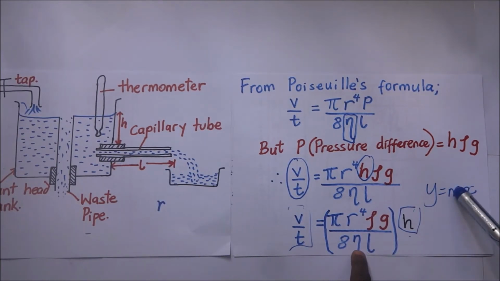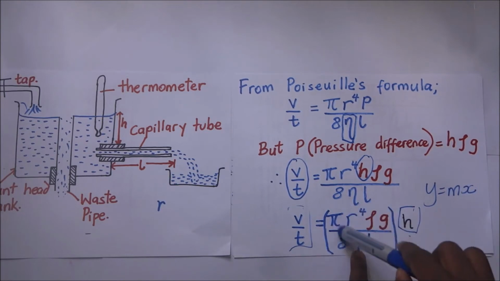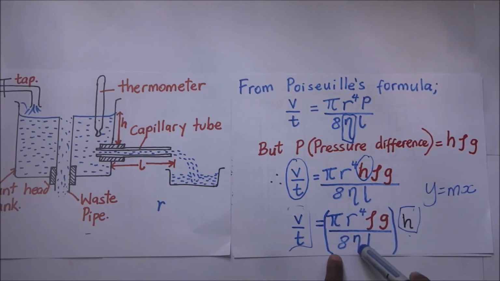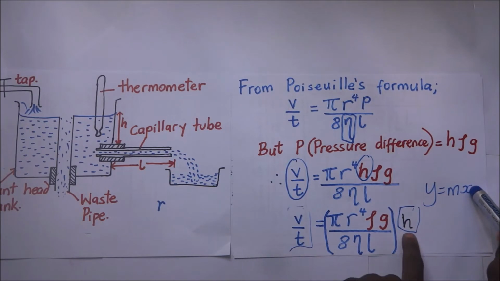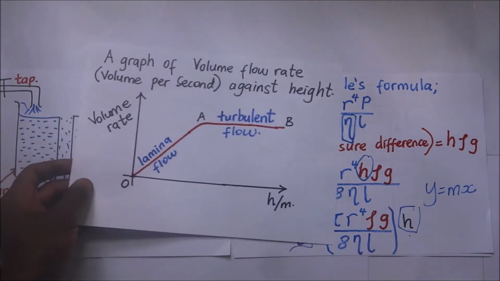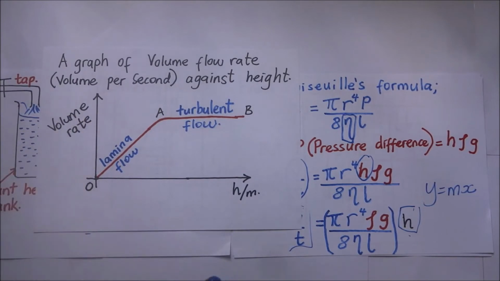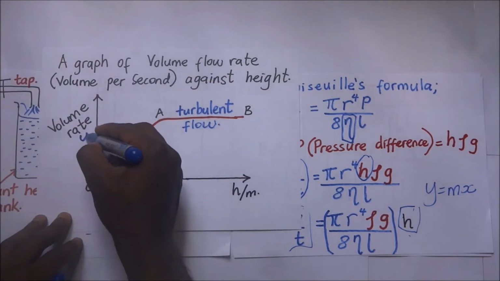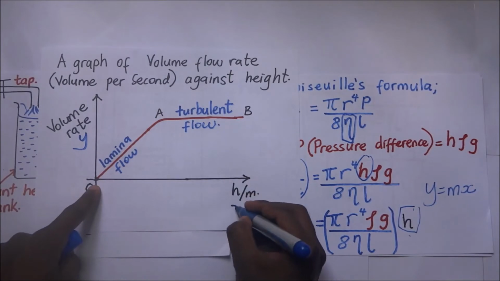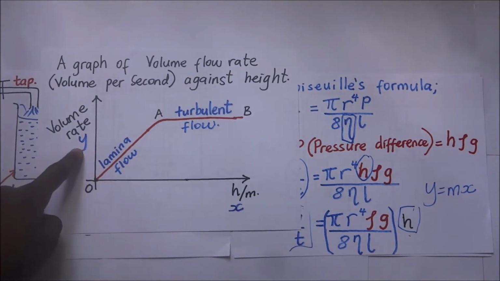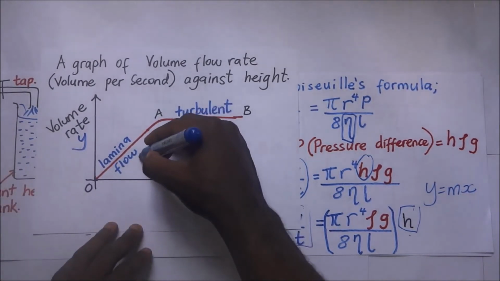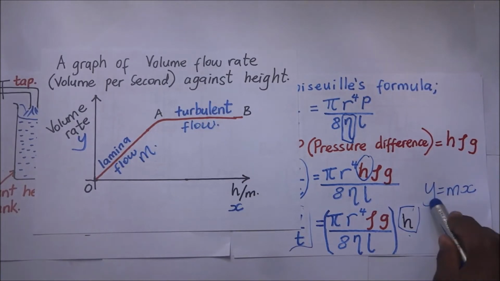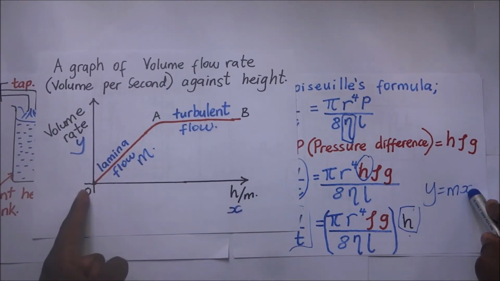So if we equate this m to this, then we'll be able to get the coefficient of viscosity. Because remember, this value of y happens to be V over t, and this value of x happens to be h. From our graph, we plotted a graph of volume flow rate, which is acting as our value of y, against h, which is acting as our value of x. So this is a graph of y against x, and the gradient of that graph is what we are calling the gradient m.